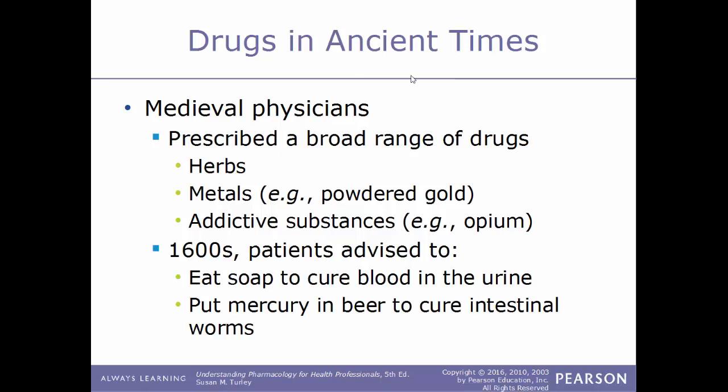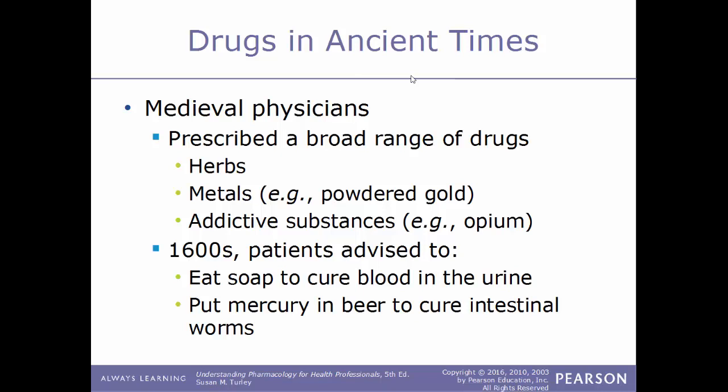And opium is a very good pain reliever, but it is so good it is very addictive. We'll talk more about that a little bit later in this chapter. In the 1600s, patients were advised to eat soap as a way to cure the blood in the urine. The thought was eating soap would help to cleanse away what was dirty inside you, and the blood and urine would just go away. And obviously, that's not going to be the case.